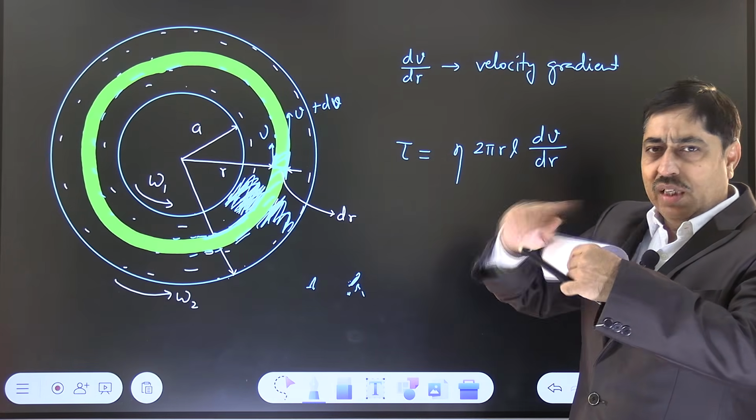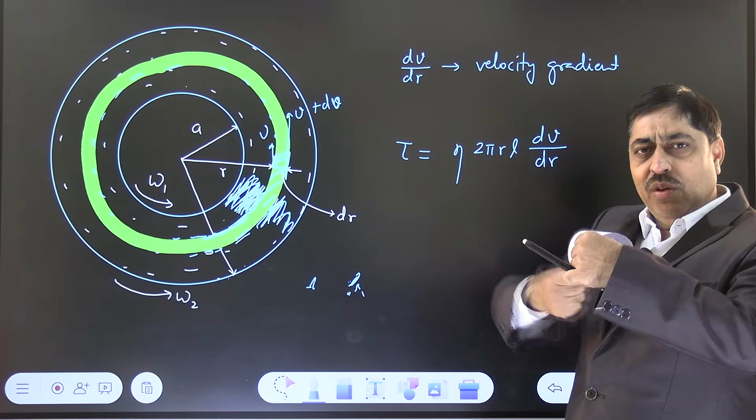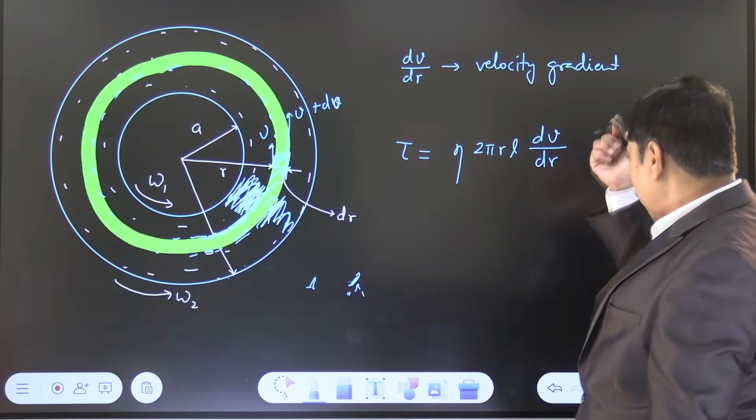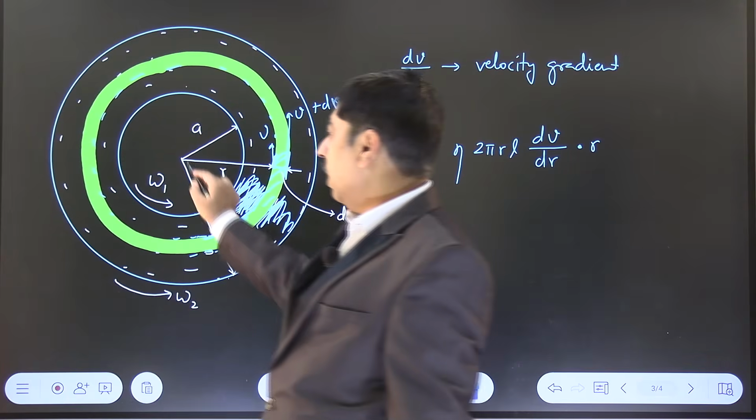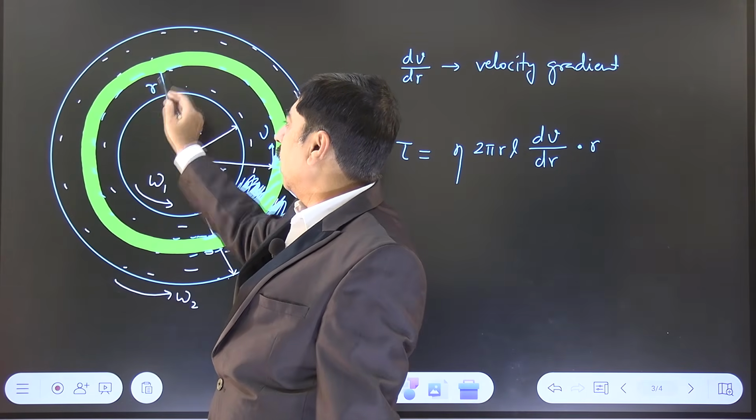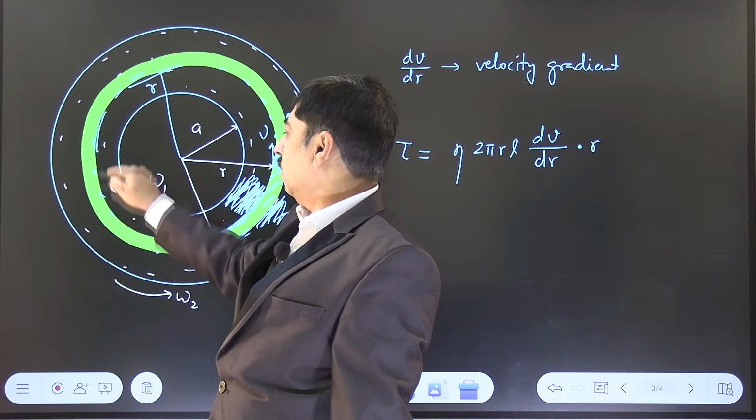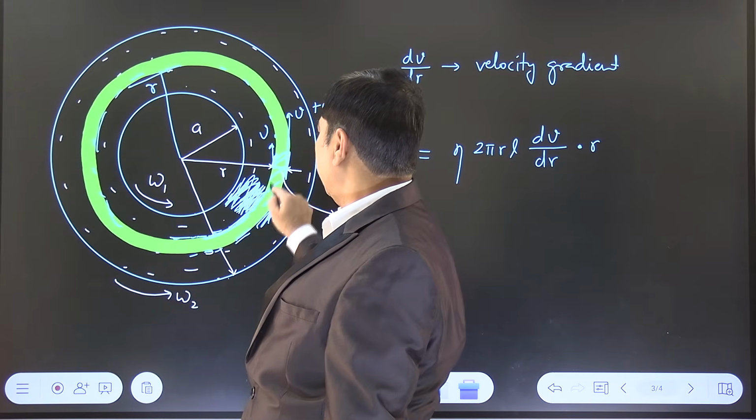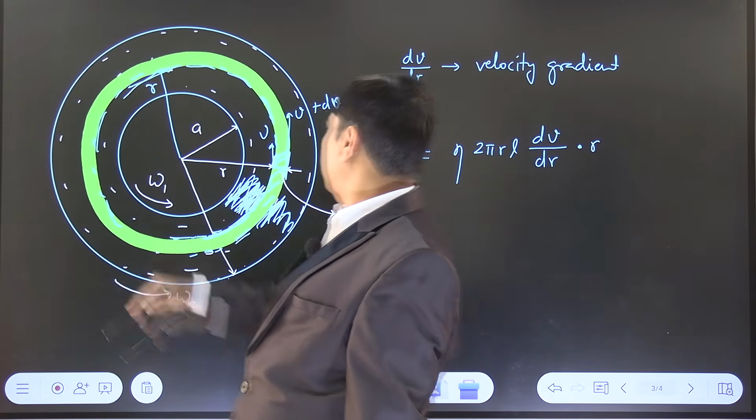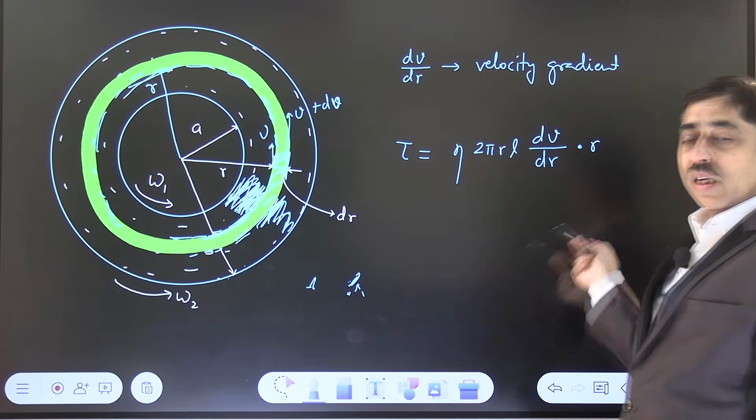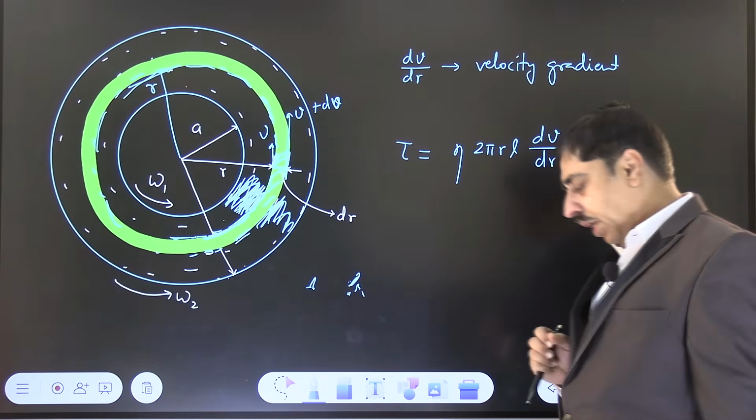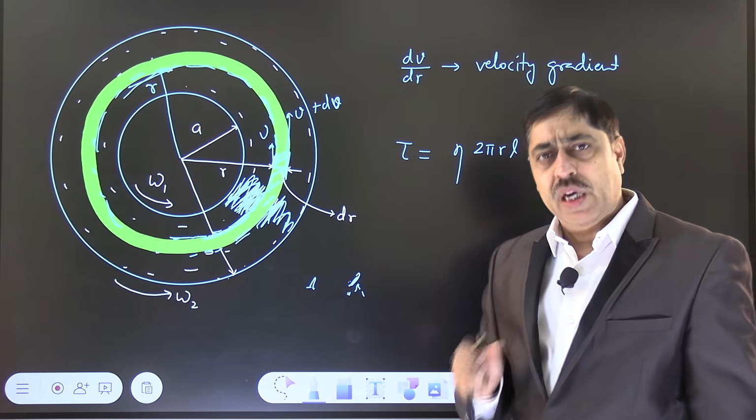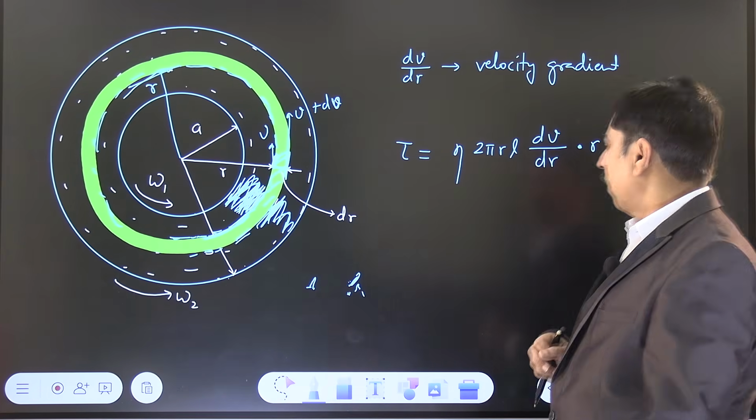I hope you understand this much. Sum of magnitude of tangential forces. Multiply this with r, because we are willing to write torque. The tangential forces everywhere act like this, and if you sum the magnitude of these tangential forces, it is equal to this much. That into r is the torque. So this is the torque acting on that green colored cylindrical belt of fluid.